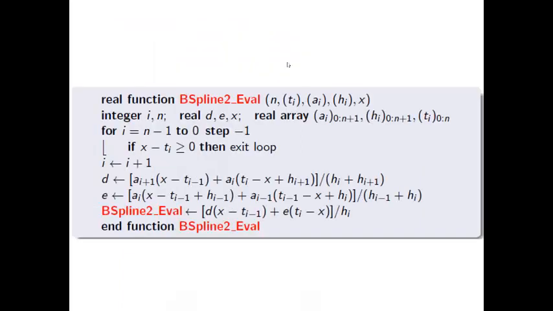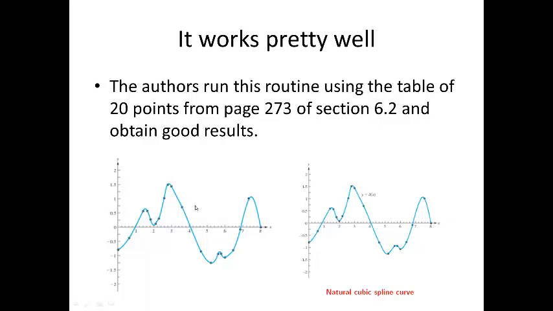This function evaluates the value of the spline function that we computed in the B-spline 2 coefficient procedure. Its calling sequence has pretty much the same variables, in addition to a value x that is a single double value. It's a single real number that will reside somewhere between t0 and tn, where we want to evaluate the spline function. What this will return is the evaluation of the spline function at that point x. And this actually works pretty well.